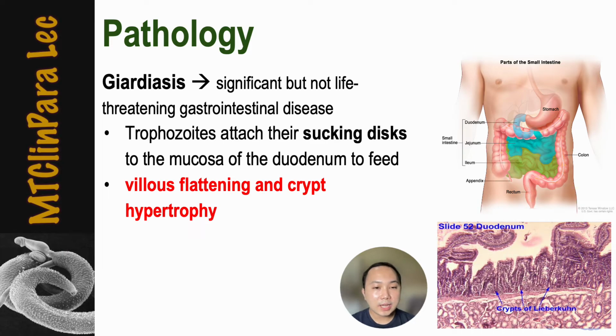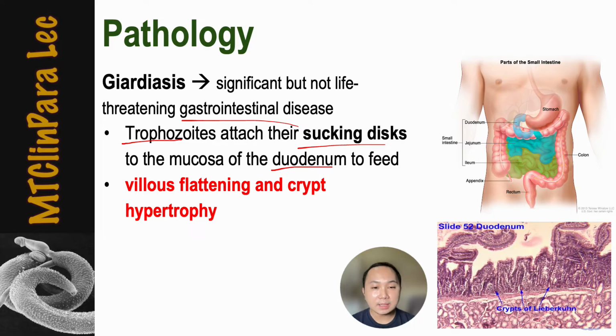So here is the main pathology of Lamblia. This is called Giardiasis, and this is a significant but not life-threatening gastrointestinal disease. Just like your other gastrointestinal parasites, this disease is usually associated with diarrhea and other gastrointestinal discomfort. What happens here is that your trophozoites, the motile and feeding stage of the parasite, attach their sucking disc to the mucosa of the host, especially in the duodenum of your small intestine. They feed and compete for the essential nutrients of the host.